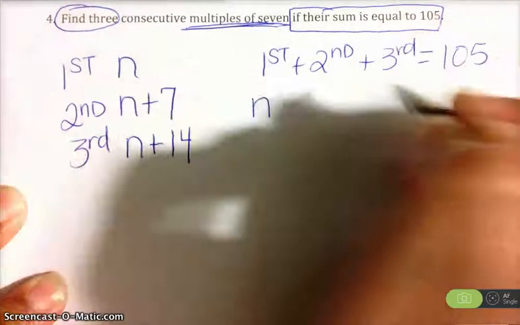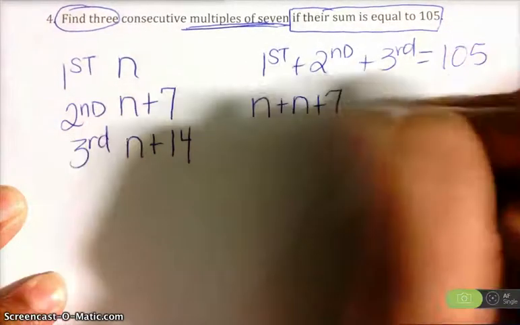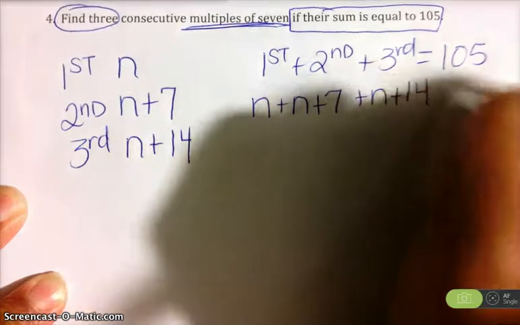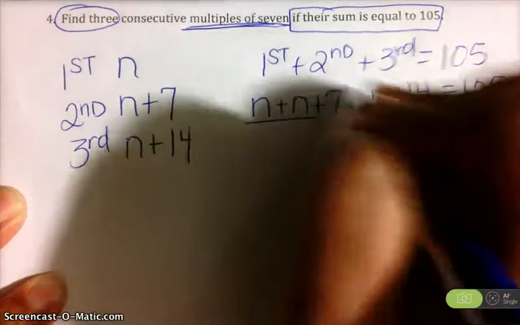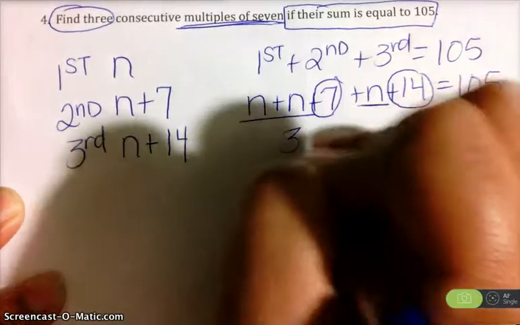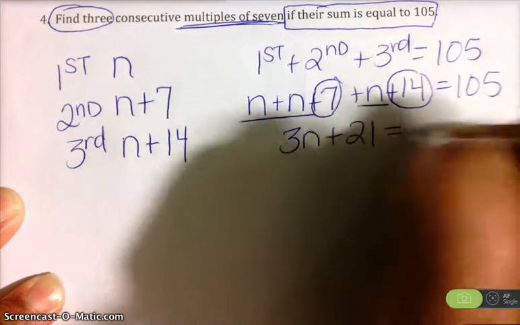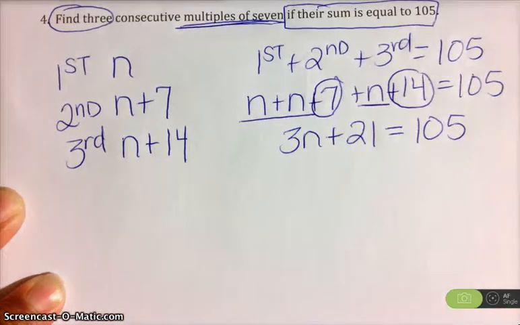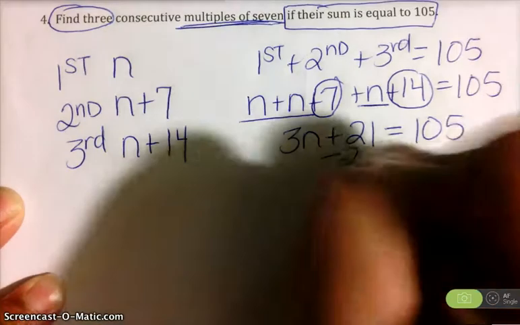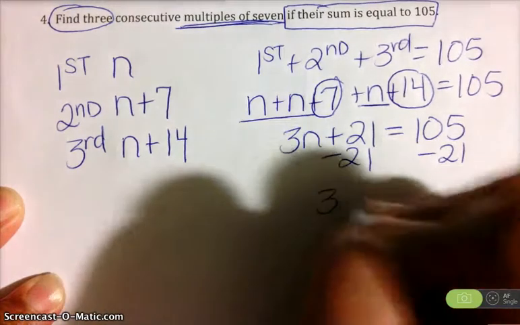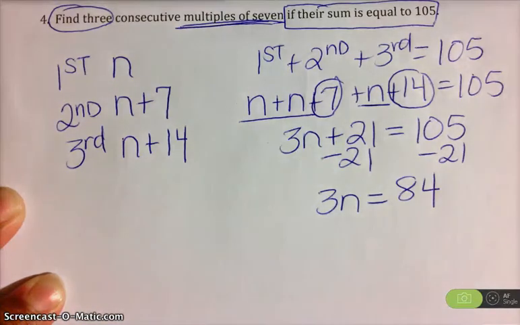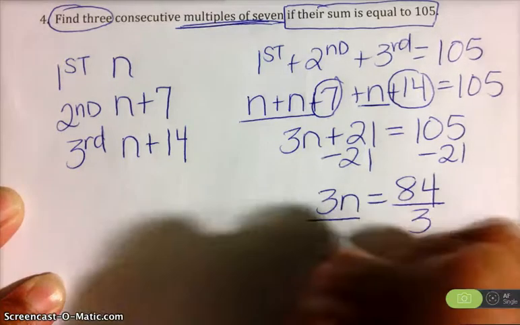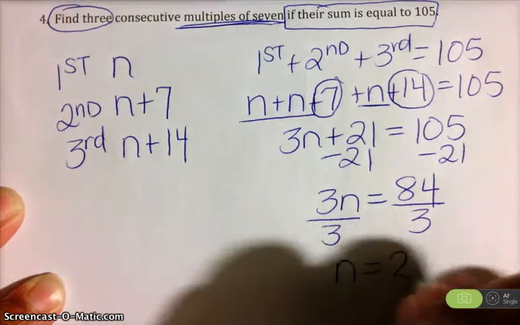So the first one is n. The second one is n plus 7. The third one is n plus 14 equals 105. Okay, we're going to combine the like terms that are on the same side. And that's going to give us 3n plus 21 equals 105. And then we're going to use our subtraction property, and we're going to subtract 21 from both sides. And it's going to give us 3n equals 84. And now we're going to use our division property, and we're going to divide by 3. And I get n equals 28.